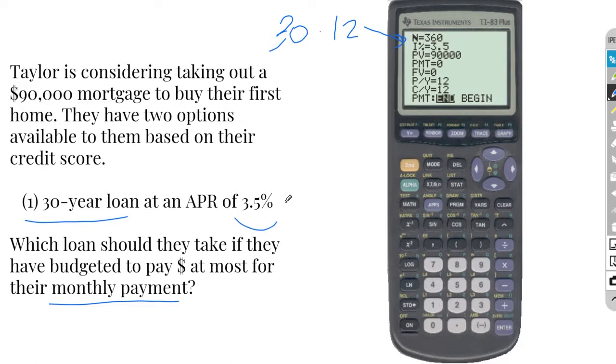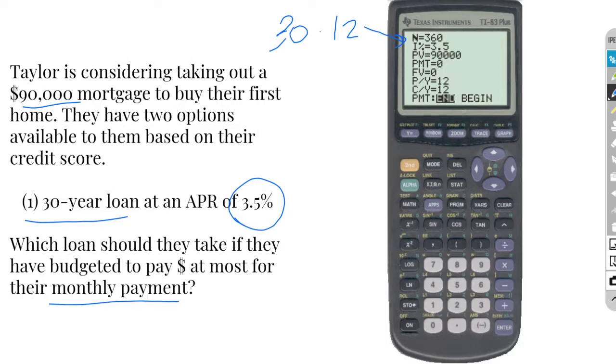Our interest rate is 3.5%. And our present value is going to be the value of the loan, which is $90,000. Because we don't know our payment yet, that's what we're looking for, we're going to leave it as a 0. And our future value is also going to be 0 because we are trying to get to 0 by the end of the loan.